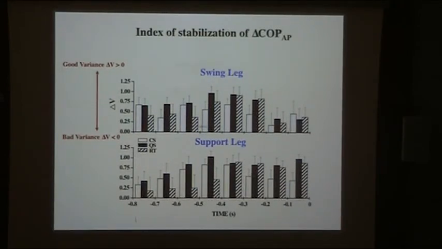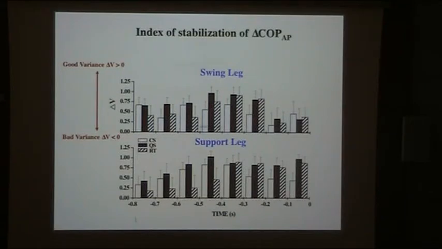Now, this picture shows the index of synergy stabilizing center of pressure trajectory in the anterior-posterior direction, done in the same way as I described before. So it's a multi-muscle analysis. Muscle modes are defined, and in the space of muscle modes, covariation is quantified with respect to the trajectory of the center of pressure. And these are three different conditions. Now, in the swing leg, you can see that the last two clusters of columns are smaller than the previous ones.